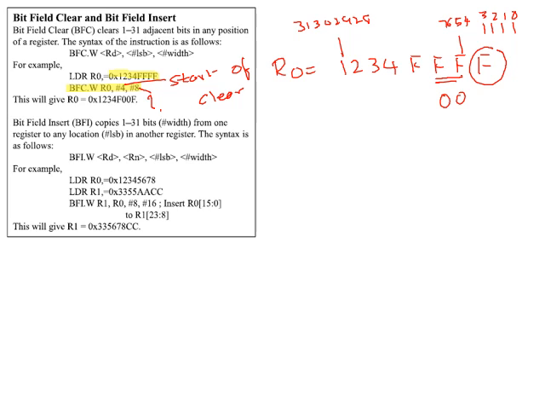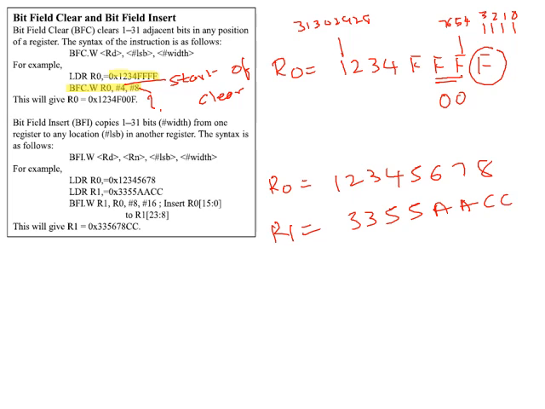Okay, and similarly, bit field insert, if you consider, again, what is the value of R0 here? 1 2 3 4 5 6 7 8. Then R1, another register, is having 3355 AACC. Okay, bit field insert, what I am using is R1, that is the destination register, it has to be changed, with respect to R0, the source register.